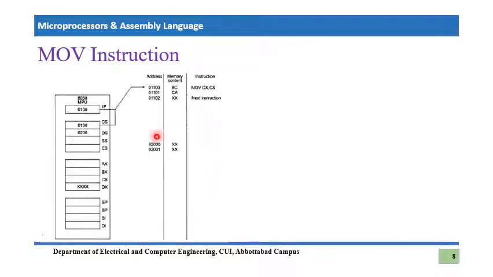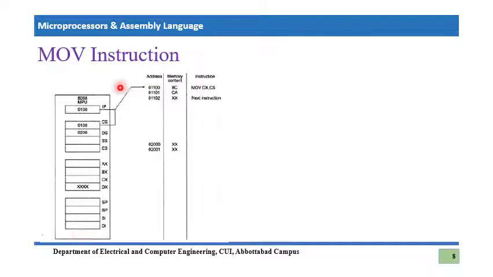I have taken this picture from your textbook, which is 8086 or 8088 Microprocessor Programming, Interfacing, Software, Hardware and Applications by Avtar Singh and Walter A. Triebel. So this is a textbook example, and we are going to work through it.